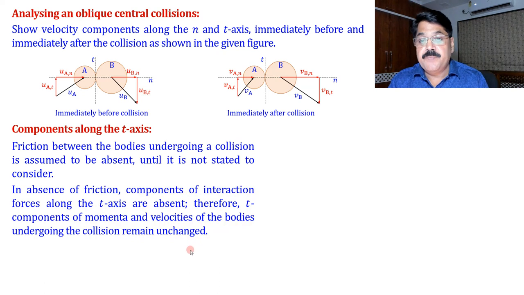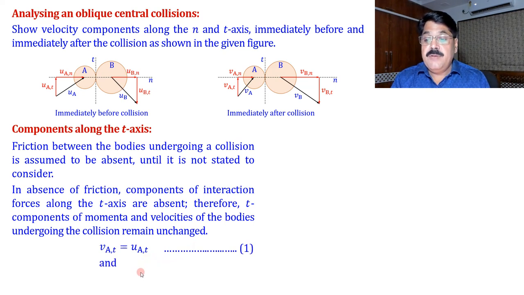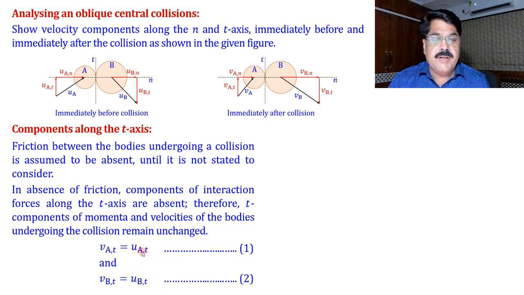So what can we write? VAT is equal to UAT. We call this equation 1. And what can we write? VBT is equal to UBT. Equation number 2. So these two results we can write without any analysis. While solving a problem, here we analyze it.